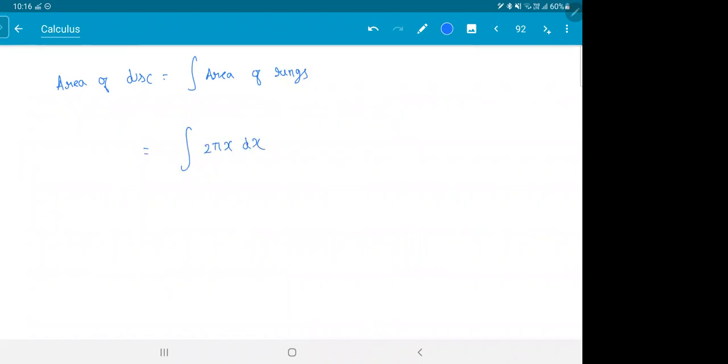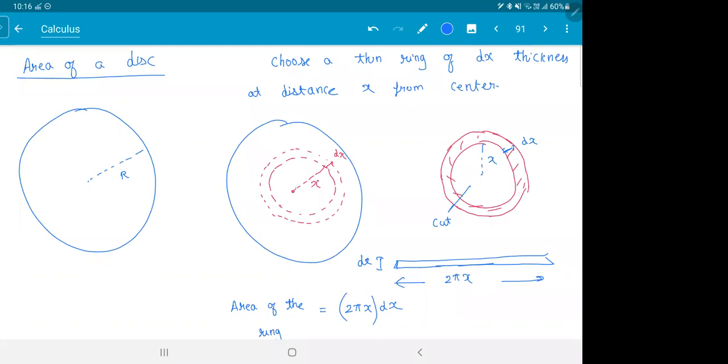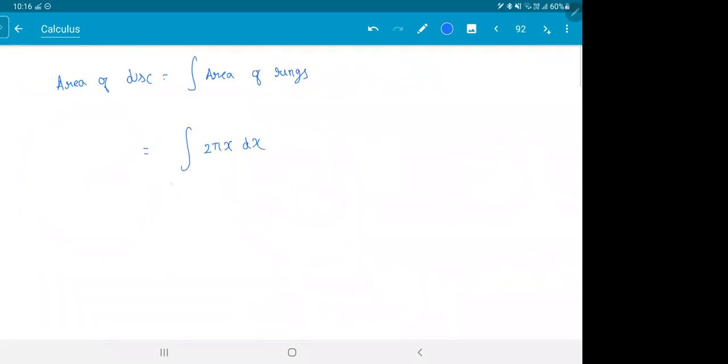Where does your first ring start from? At the center. Where is the last ring? At the outside circumference. That means the value of x is going from 0 to r, right? The first ring is at x equal to 0 and the last ring is at x equal to r.